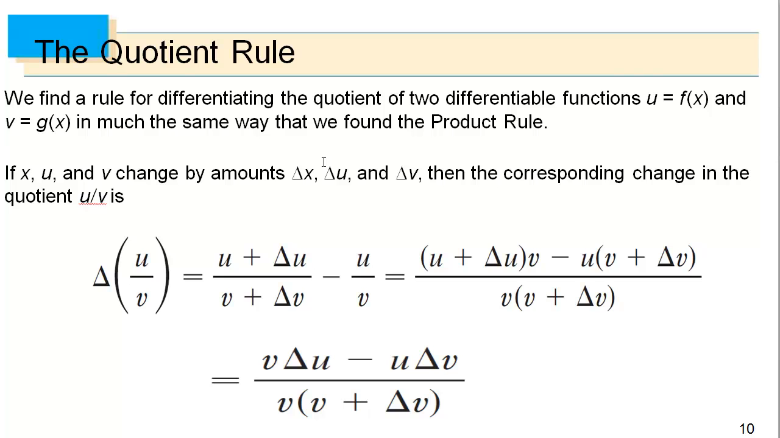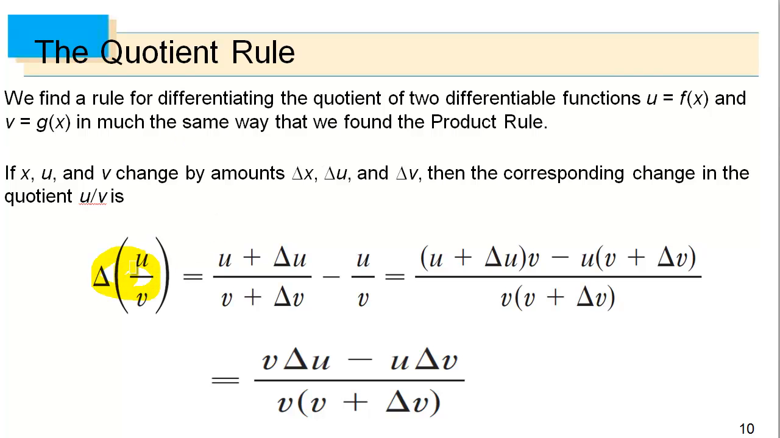Okay, the quotient rule. This one's a little trickier than the product rule as far as the proof. But again, most of you don't care. Those of you that do, please buckle in, pay attention. It's a little tricky, but it's not too bad. All right, we start off with relatively the same idea. If x, u, and v change by the little amounts delta x, delta u, and delta v, then the corresponding change in the quotient u over v is written suchly.